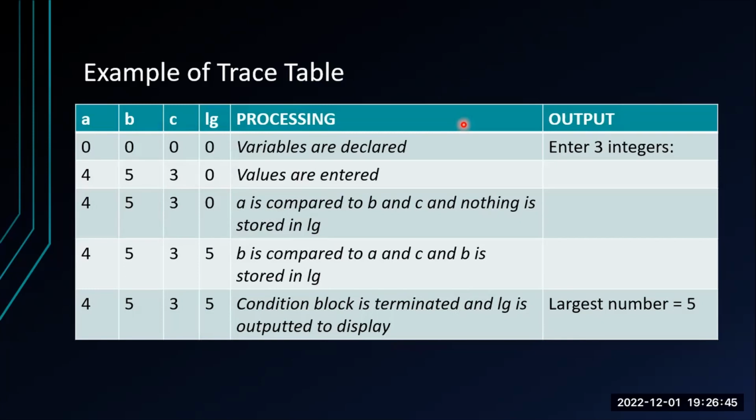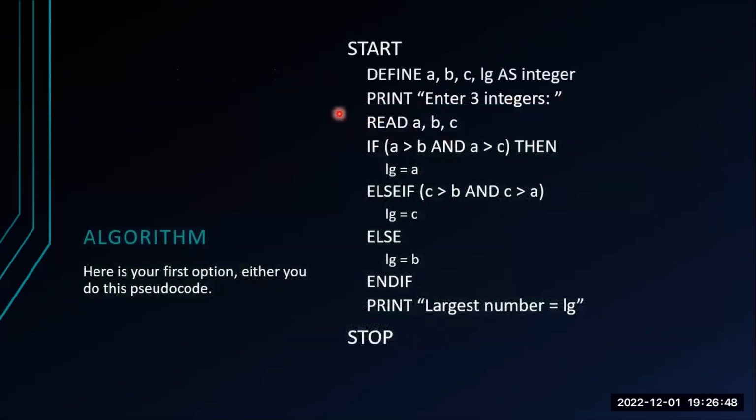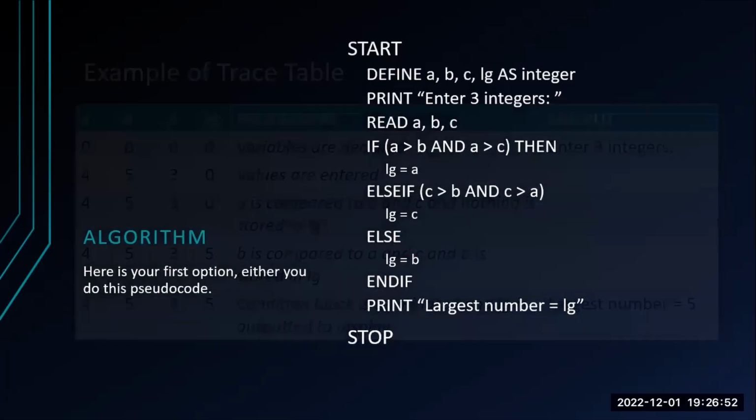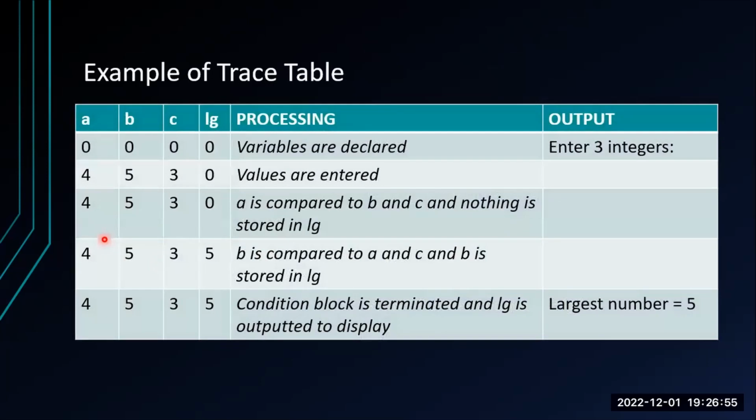So now at this point, we've gone into our if-then-else block where we're going to be comparing our numbers. Here we would have A being compared to B and C to see if it is larger than both. As we can see here, while A is larger than C, it isn't larger than B. So nothing will be stored in LG since it is clearly not the largest number.